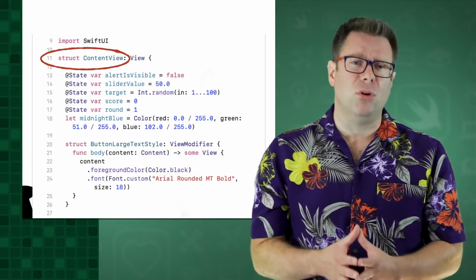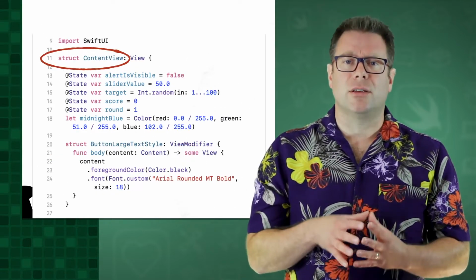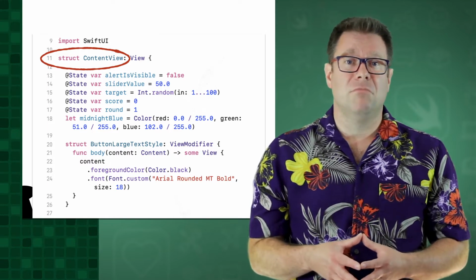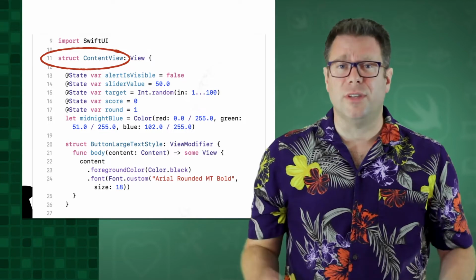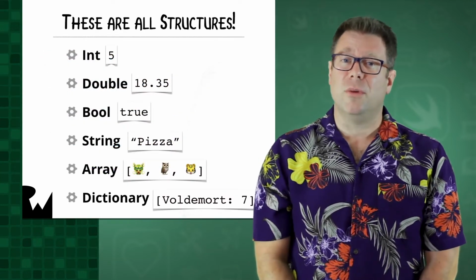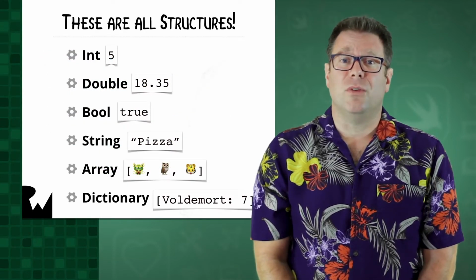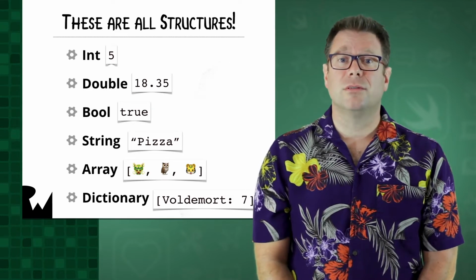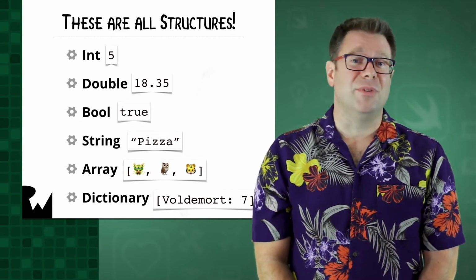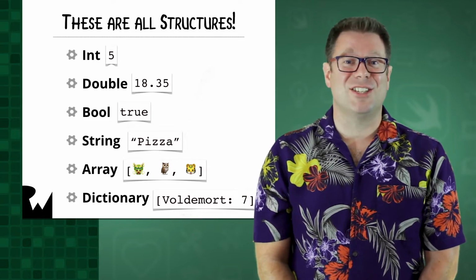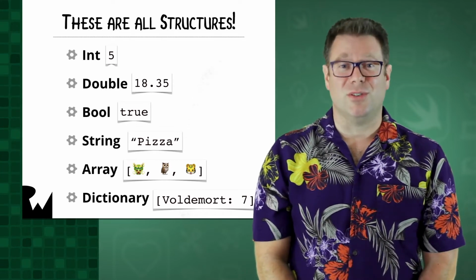So when you were building the Bullseye app, you used structs to build up the views in the app. But structs aren't just for defining views. You can use them to model all sorts of data. You're actually very familiar with some other structures. Many of the built-in Swift types you've been using throughout this course are structures. So ints, doubles, bools, strings, arrays, dictionaries, surprise, they're all structures.